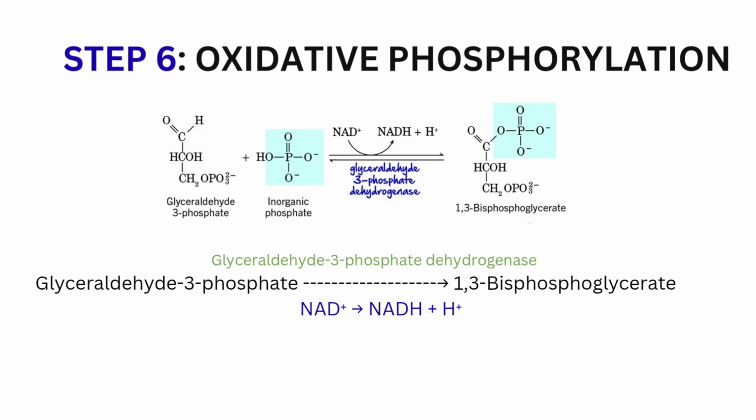I have marked this step in blue because this is the first energy generating step of glycolysis, where reducing power in the form of NADH is produced. Also remember, we now have two molecules of G3P per glucose. This reaction occurs twice for each glucose molecule.